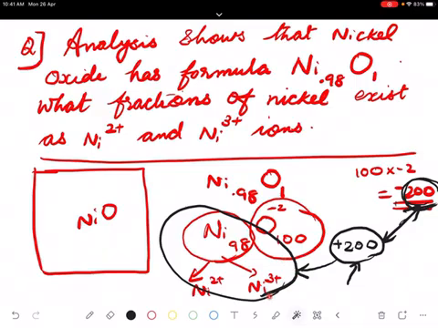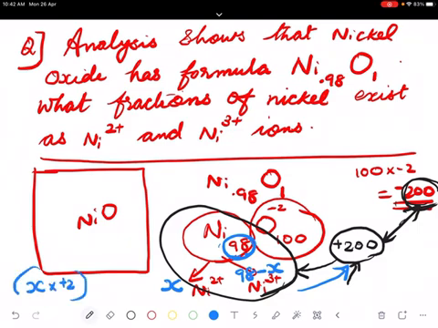How many Ni2+? We don't know. How many Ni3+? We don't know. Let the number of Ni2+ be X. Among the total 98 Ni, X are Ni2+ ions, so the number of Ni3+ will be 98 minus X. So this total 200 is due to what all things? X into plus 2, then 98 minus X into plus 3.